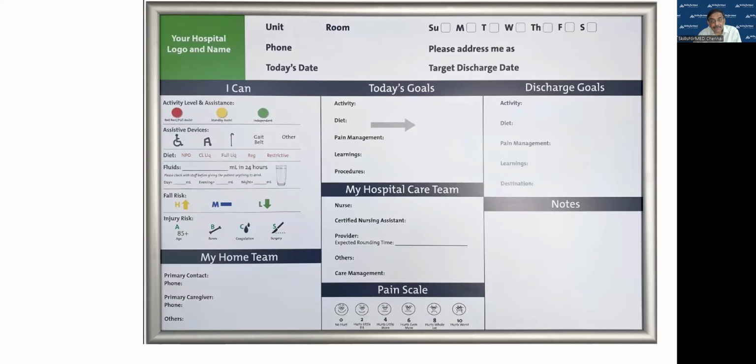So here is an example of a whiteboard. I'm just giving an example. You'll write the unit name here and all the usual demographic details will come here. The day of the week, the phone number which the patient should contact, today's date, how the patient wants to be called, and the target discharge date. Very, very important, especially for long-term patients and also patients who have undergone surgery.